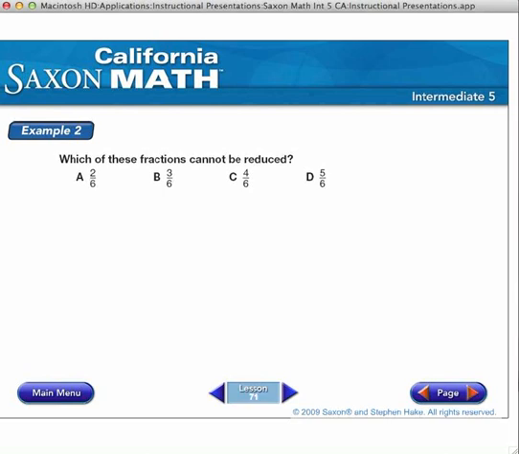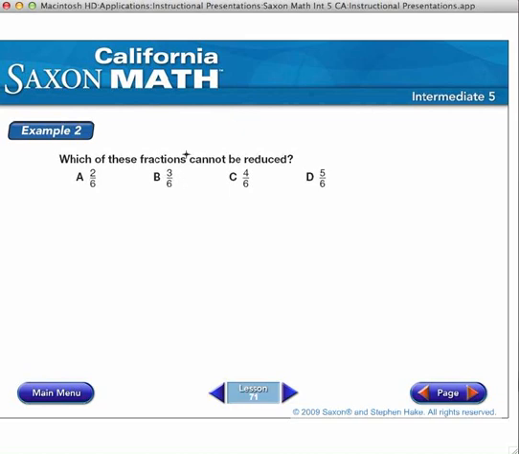Which of these fractions cannot be reduced? So when you reduce a fraction, you have to be able to divide the numerator and the denominator by the same number evenly. So let's take each of these. Let's start with A. 2/6. I know that the common factor of 2 and 6 is 2, so I can divide by 2 halves. 2 divided by 2 is 1, and 6 divided by 2 is 3. So I get 1/3. So my answer is not A.